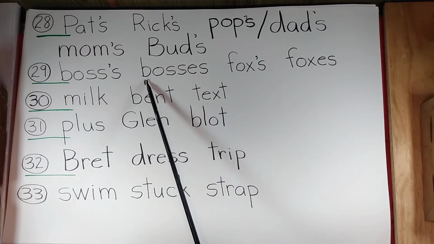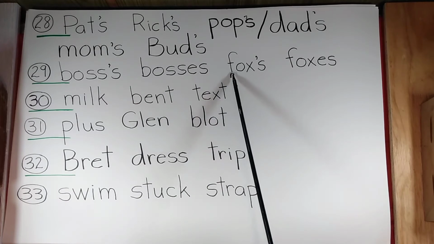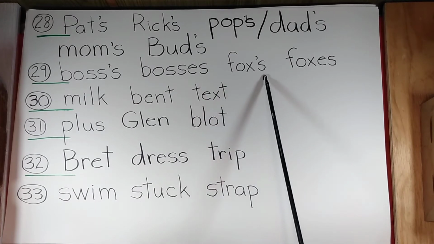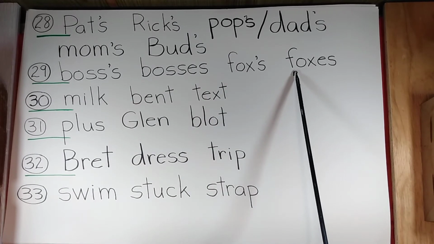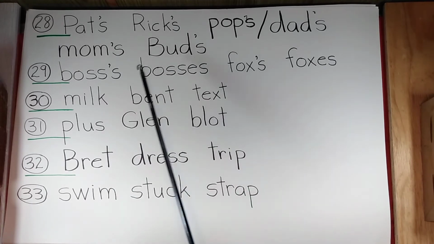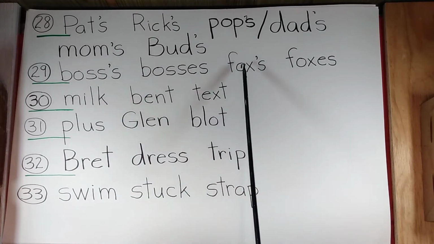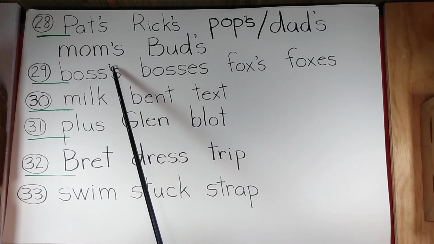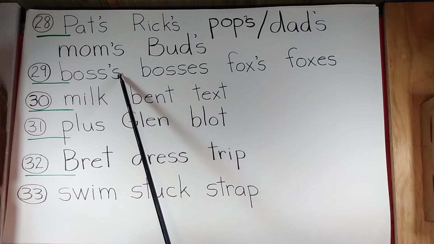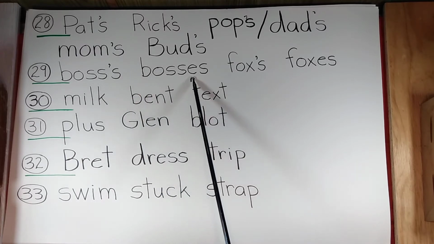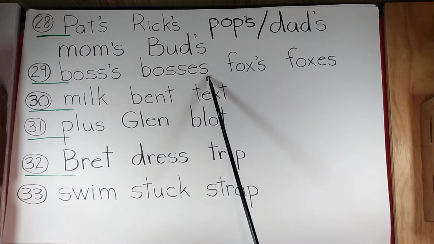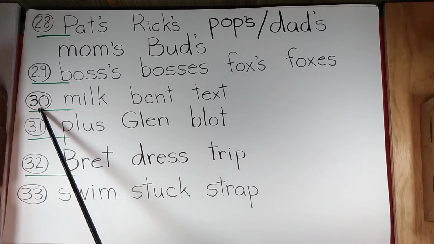Bosses, bosses, foxes, foxes. In this lesson, students find out that when words end in S or X, and they have apostrophe S showing ownership, they sound exactly the same as if the word ended in ES, which is making it plural, more than one. Lesson 30.